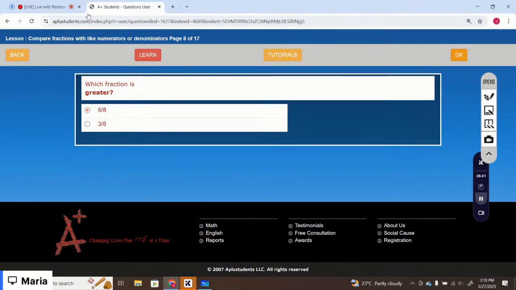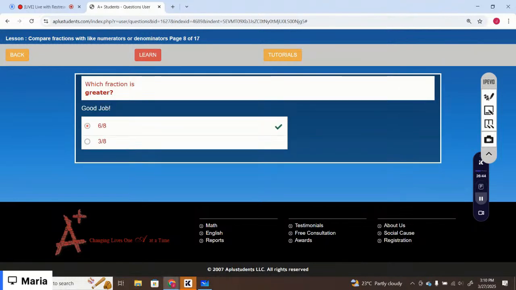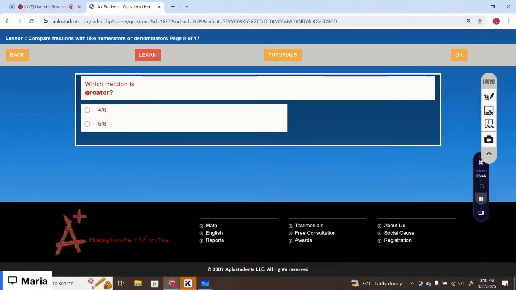Okay, you can complete the lesson by yourself today. Let me just move on to the next lesson. Which fraction is greater, 4/6 or 5/6?